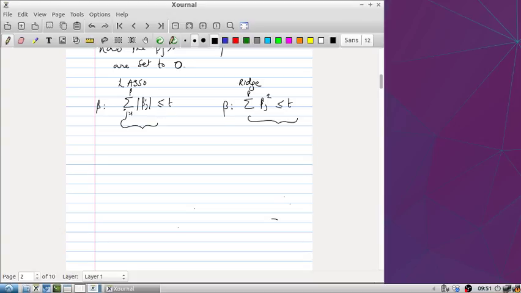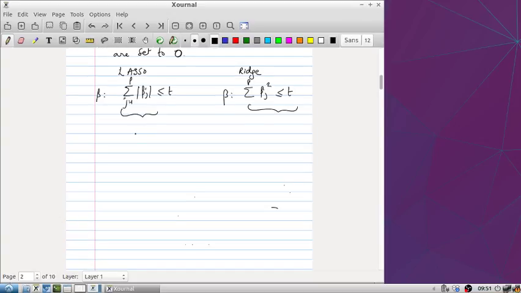Tell me what betas satisfy this constraint. In 2 dimensions, it turns out that the betas that satisfy that constraint fall inside a diamond-shaped area. These are the betas which satisfy this constraint. Turns out that this is the picture.